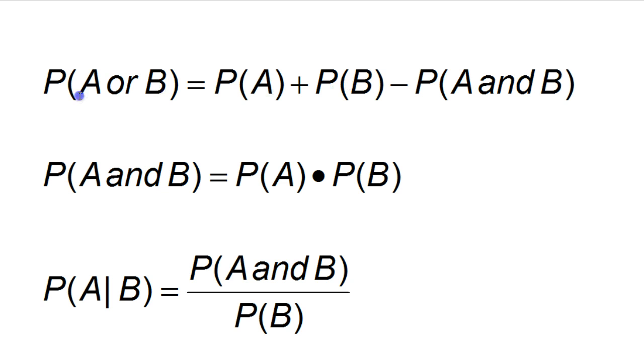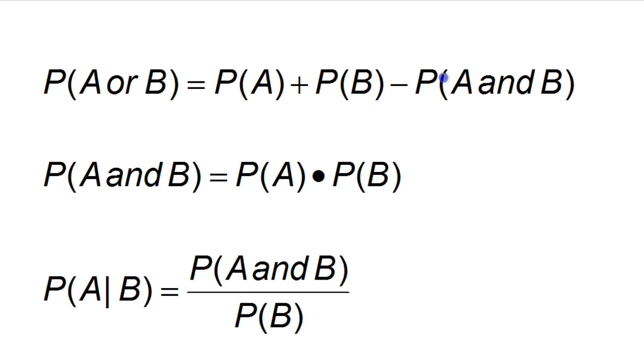One thing to keep in your mind is if we're dealing with A or B, you're usually going to wind up adding. Whereas if you're trying to find the probability of A and B, then you're going to be multiplying. And then you have conditional probability. The probability of A given B is equal to the intersection of A and B divided by the probability of the given part. Notice that it has to be the given. Given B, we're dividing by B.